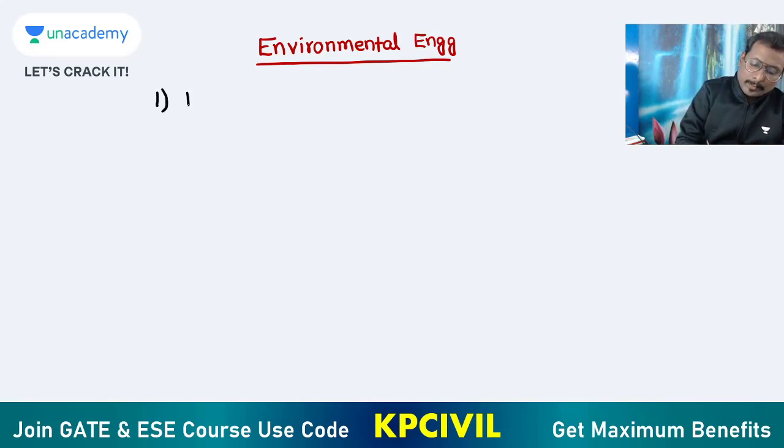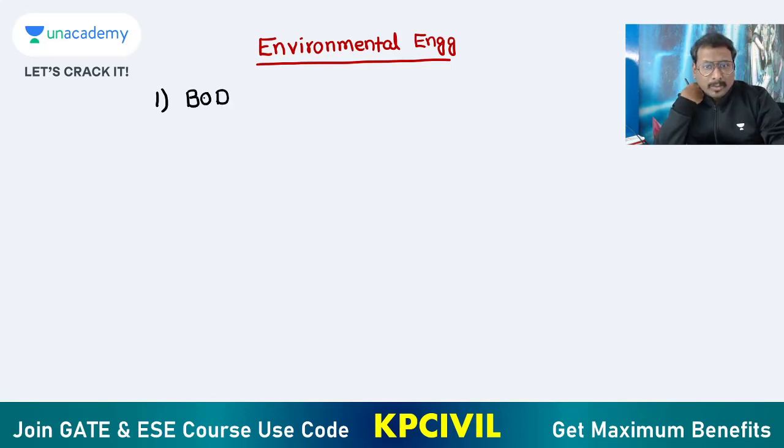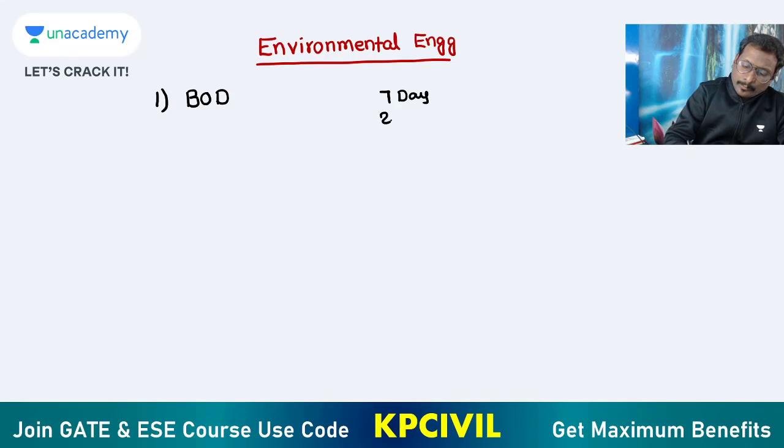The first and most priority, 100% no doubt, BOD. In the BOD lesson you have 4 to 5 problems, 4 to 5 formulas, like 5-day BOD, ultimate BOD, temperature and time conversion. 7-day 20 degrees Celsius BOD is given, and you need to convert this to 4-day 30 degrees Celsius, like this temperature time conversion.